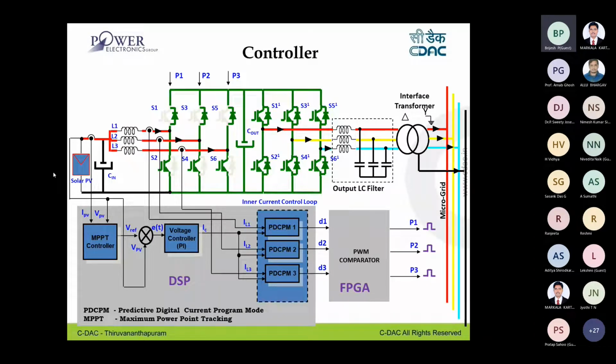This is the basic control architecture. It is in grid connected mode. We will use an MPPT controller, and the voltage controller will. We have a predictive digital current program mode, which produces the duty cycle requirement for the interleaved boost operation. This is the basic architecture of the controller that we used.